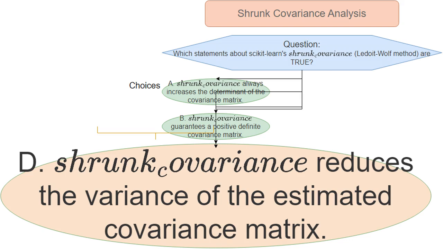"shrunk_covariance" lessens the variance, the spread or noise, of the estimated covariance matrix. This is the whole point of the method. By reducing the noise, we get a more reliable estimate of the relationships between variables. This statement is indeed true.